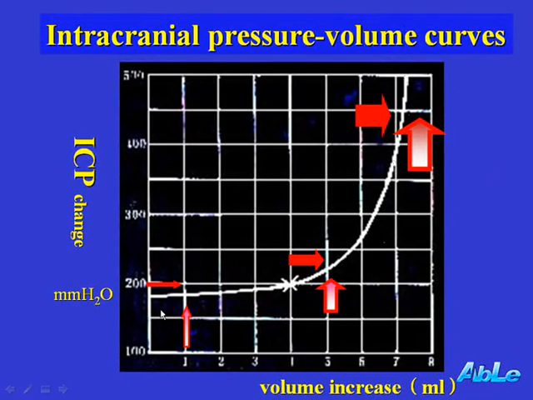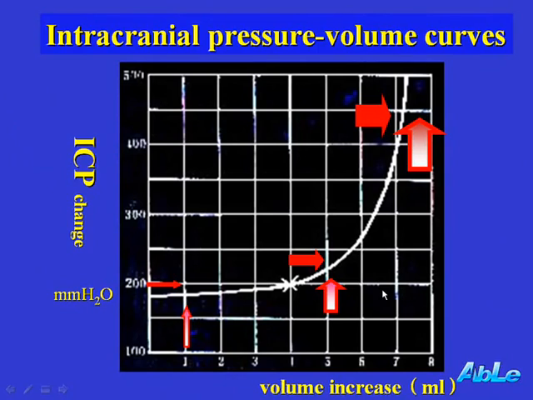So that means during a certain condition, an increase of intracranial volume leads to only a very little amount of intracranial pressure. But when we reach some very critical point, just 1 milliliter of volume increase will get a very sharp increase of intracranial pressure.